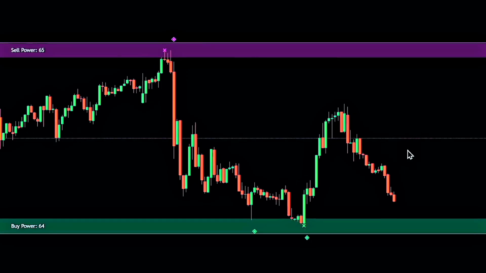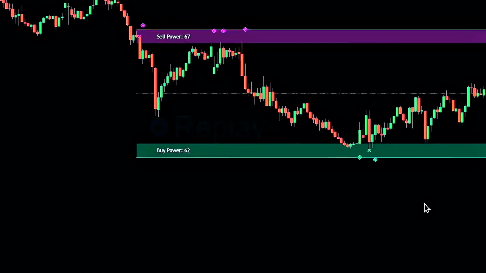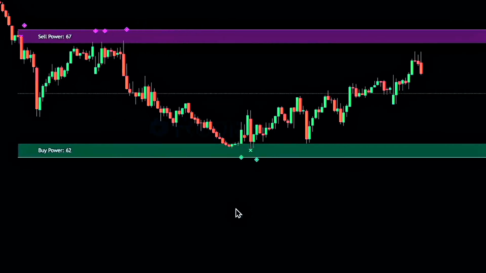For reversal signals, you'll see diamond markers pop on the chart. These aren't random. There's actually a built-in delay to help filter out false breakouts. When a diamond prints, it's meant to be a more reliable confirmation.